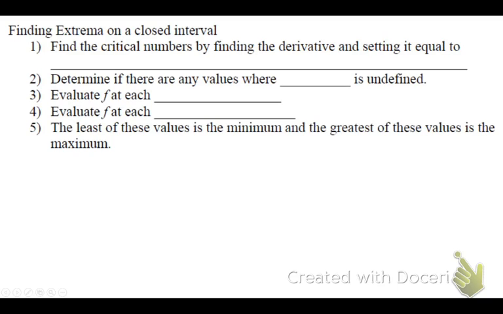All right, so in order to find the extrema on a closed interval, here's what we do. It says find the critical numbers by finding the derivative and setting it equal to 0. Just like we did earlier, to find the critical numbers, we set it equal to 0. We also need to determine any values where the function is undefined, so where f prime is undefined. So this is the new part. In order to find the extrema, you have to evaluate f at each critical number and evaluate f at each endpoint.